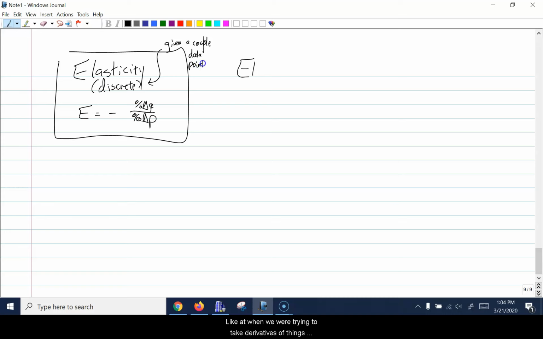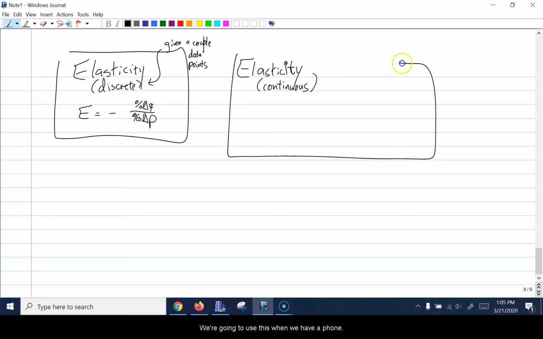Like how when we were trying to take derivatives of things and we only had a chart, we would just take a slope and say that's the chart. Or I guess we actually took 2 slopes and took their average. The continuous case is when you know all the values. We're going to use this when we have a function. The function is a full demand curve.